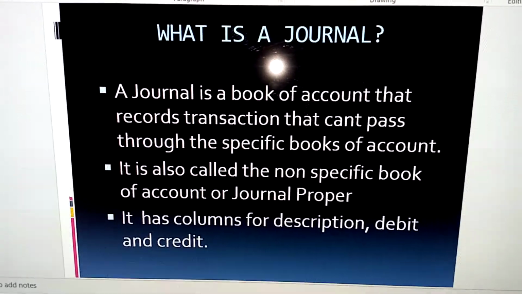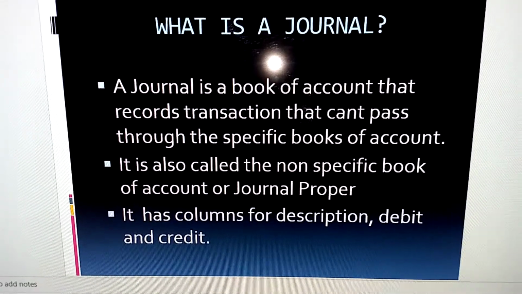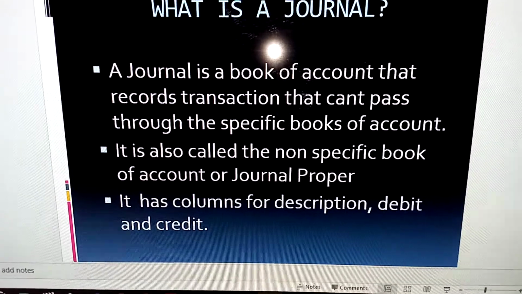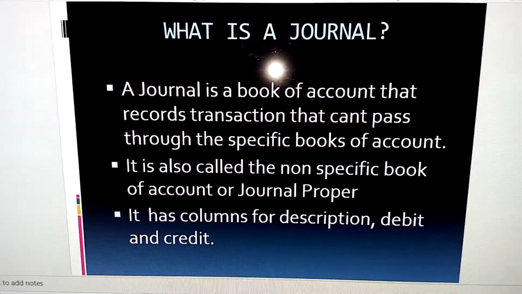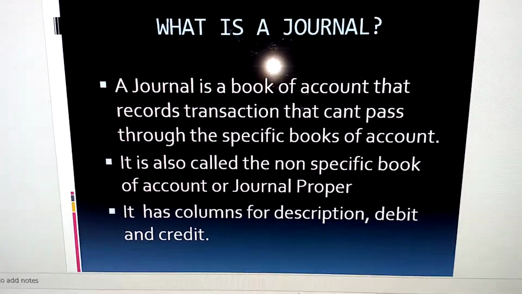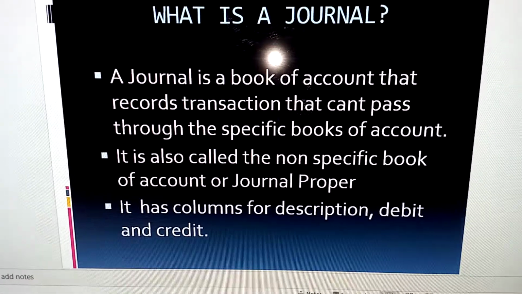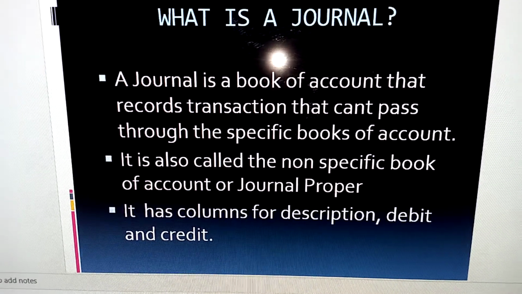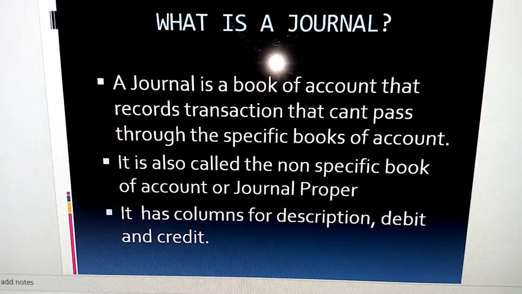Now, recall in the books of account, we talked about specific books and non-specific books. Specific books are books used for recording specific transactions. We gave examples: sales day book, purchase day book, returns inward book, returns outward book, cash book. And now there is a non-specific book of account. That is what we call the journal. Any transaction that cannot go through the specific books of account is usually recorded through the journal. So we can say the journal is a book of account that records transactions that cannot pass through the specific books of account.